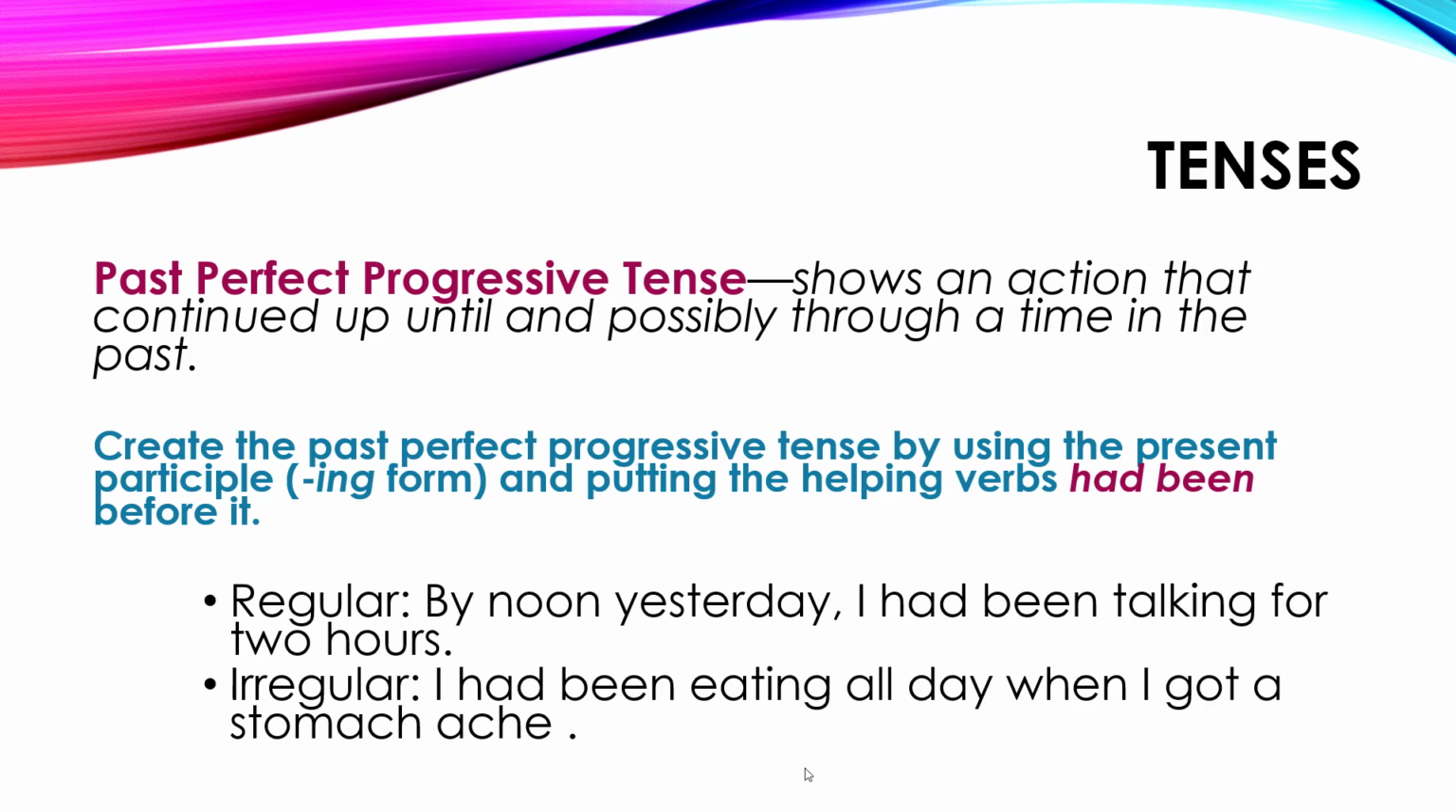So in the first sentence, by noon yesterday is the specific time in the past, and had been talking is something that took a period of time that went up to that single time, noon. And in the second sentence, had been eating is the thing that happened over a period of time, and the got a stomachache is the up until.